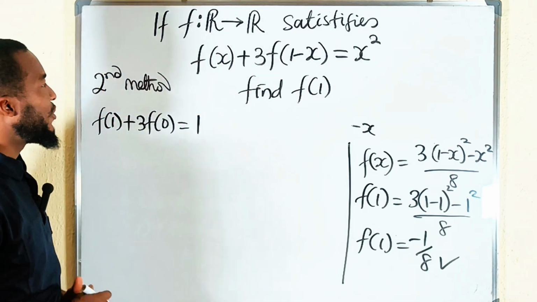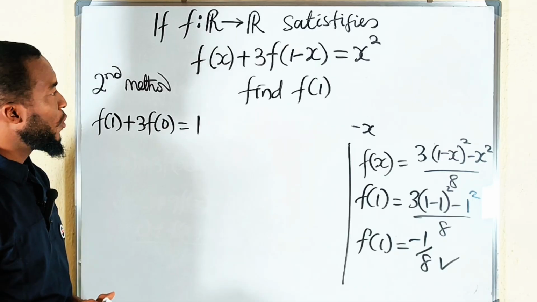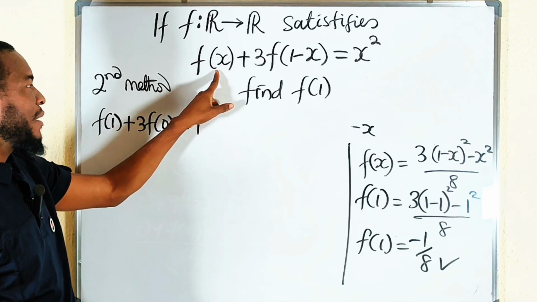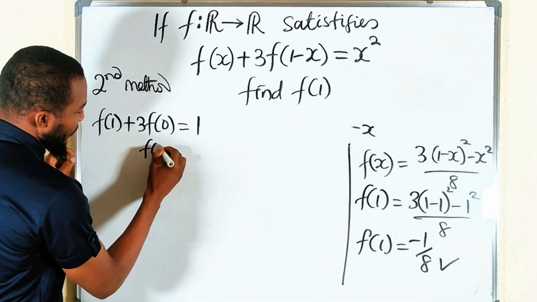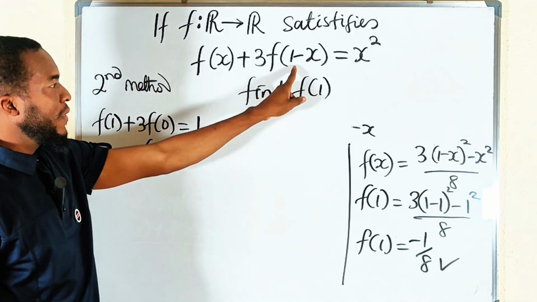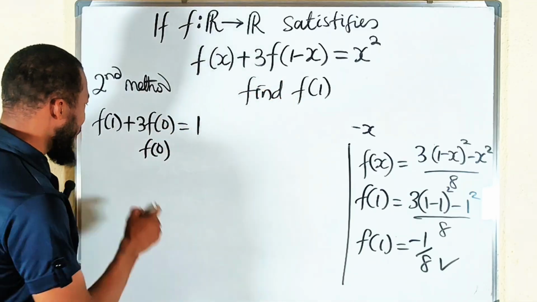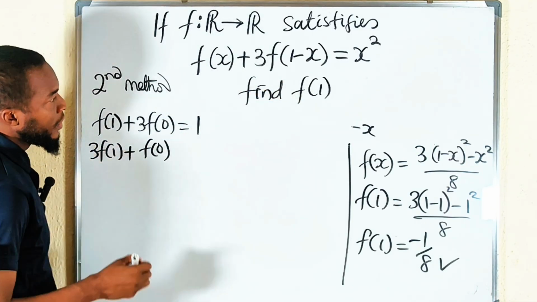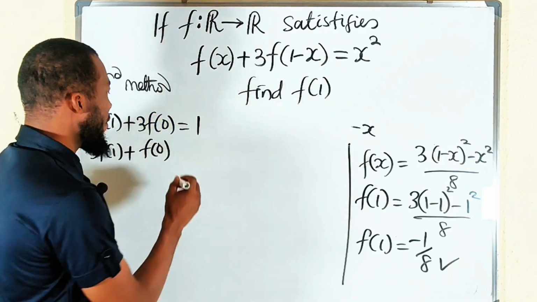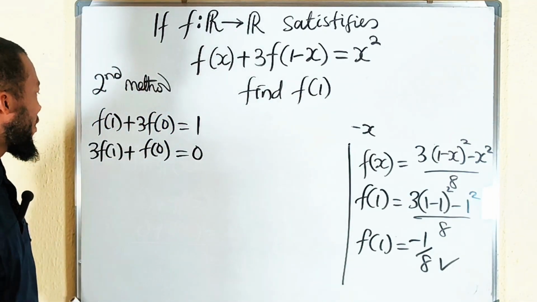Next, I would like to substitute x with 0. So this is going to give us what? f of 0. And I would like to write it down here. f of 0, and this is going to be 3 times f of 1 minus 0, which is 3 times f of 1. Write it down here. 3 times f of 1. Then to the right hand side, we have 0 squared, which is 0. Yeah, we have our system.